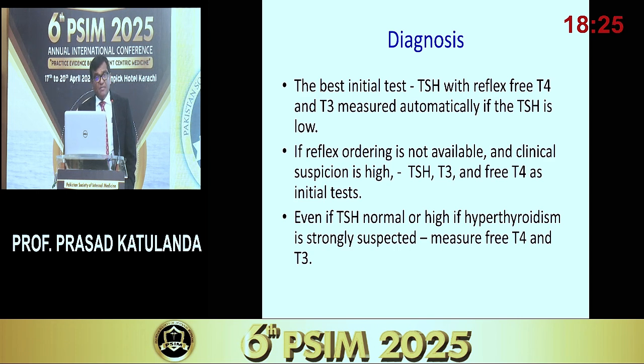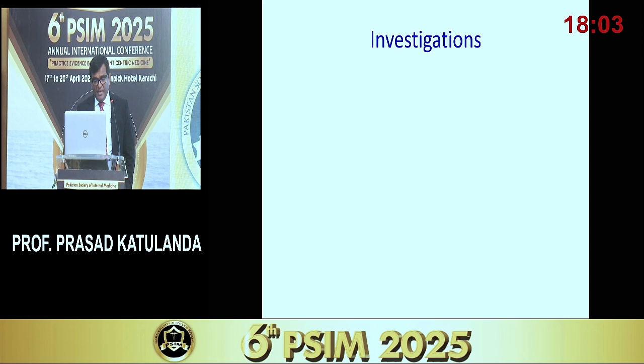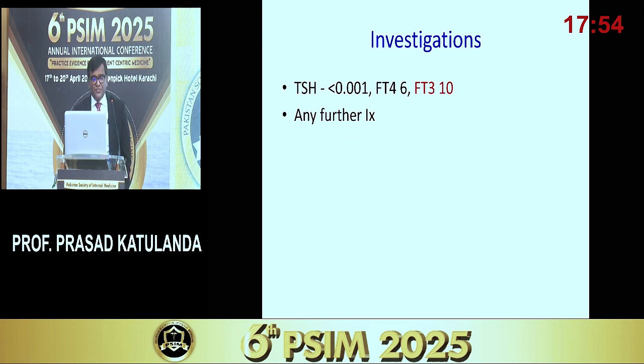T3 is optional, but again, in a situation where there's suppressed TSH and normal T4, you might need T3 as well. Even if the TSH is normal or high, if thyrotoxicosis is suspected, then you might definitely need to do free T4 and T3. I will tell you why that is as we go on. So in this patient, there's obvious thyrotoxicosis. So what are the further investigations you need to do?